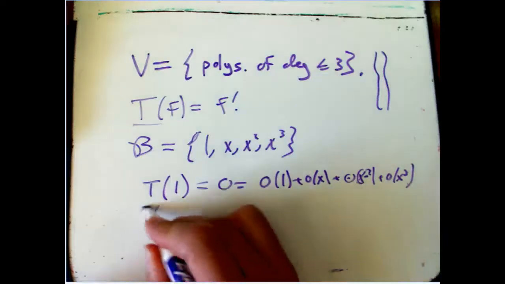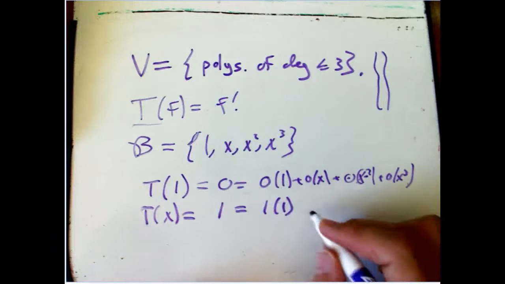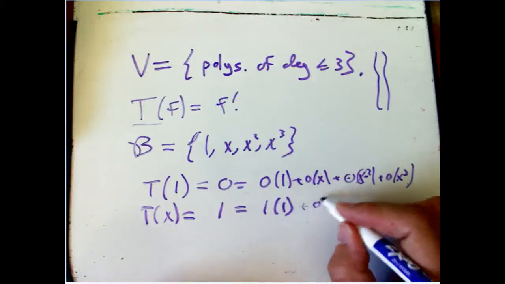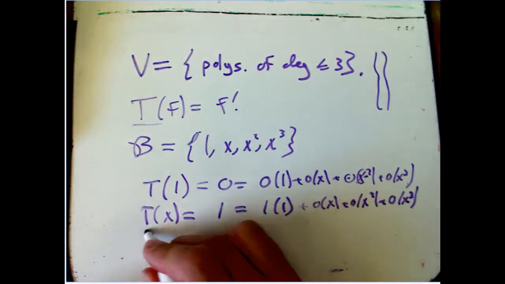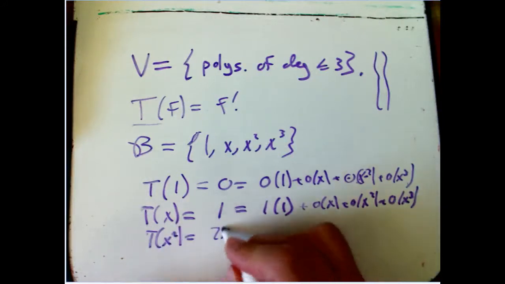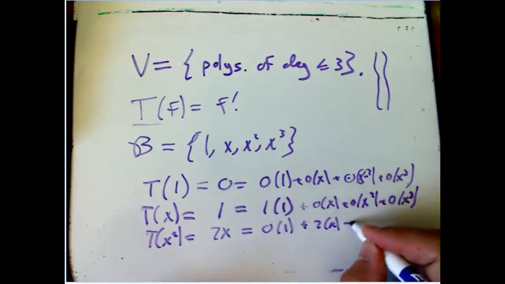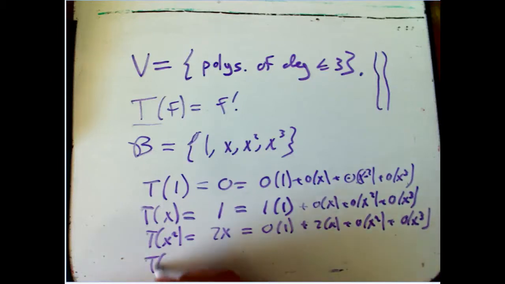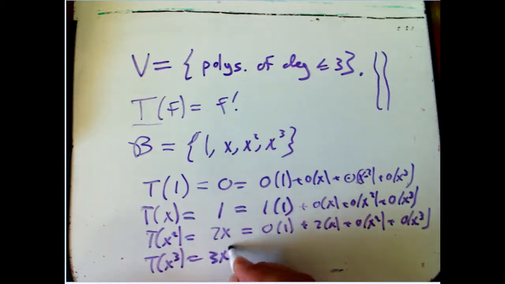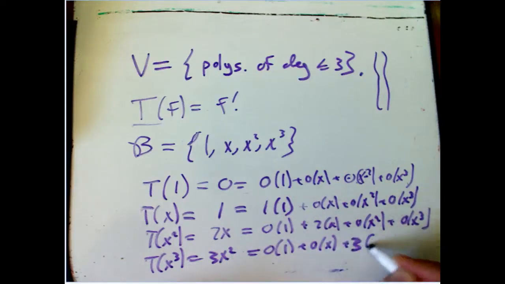Okay. T of x is 1, which is 1 times the polynomial 1 plus 0x plus 0x squared plus 0x cubed. T of x squared is 2x, which is 0 times 1 plus 2 times x plus 0x squared plus 0x cubed. And T of x cubed is 3x squared, which is 0 times 1 plus 0 times x plus 3 times x squared plus 0x cubed.